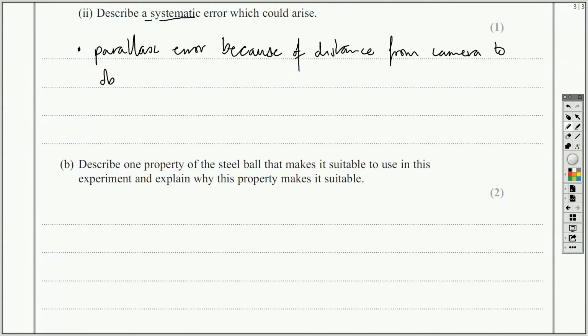But there's other ones that are possible. For example, the ruler itself might not be perfectly vertical, so that would give you a parallax error as well. So you've got to say parallax and then ruler, or parallax and camera. It could be that the ball was actually moving before you started the video, or you haven't found the first frame correctly, so then u isn't 0, so your algebra doesn't work out.